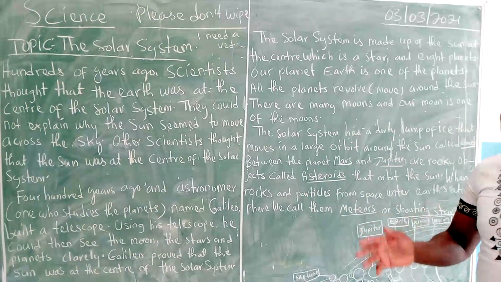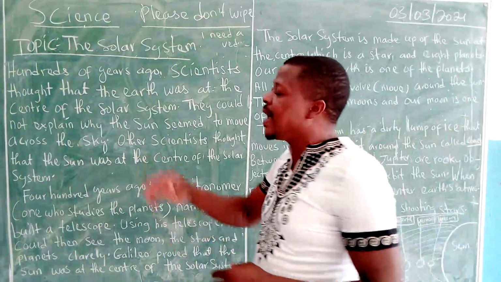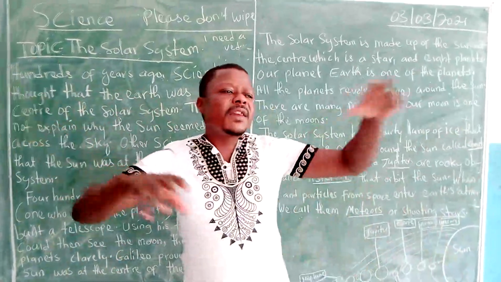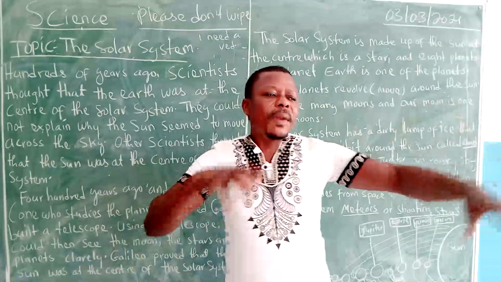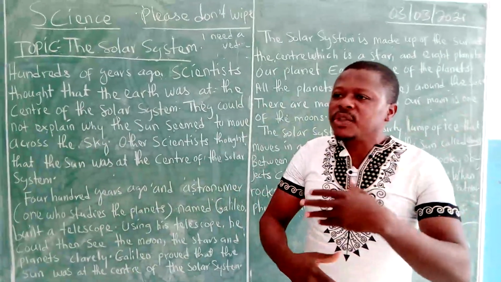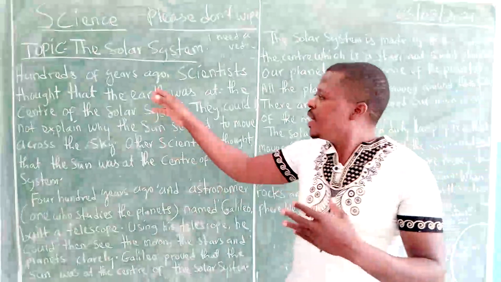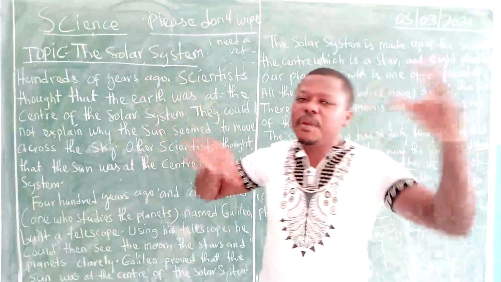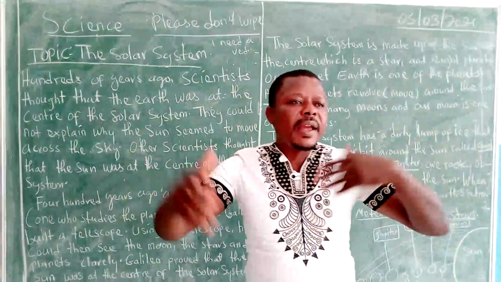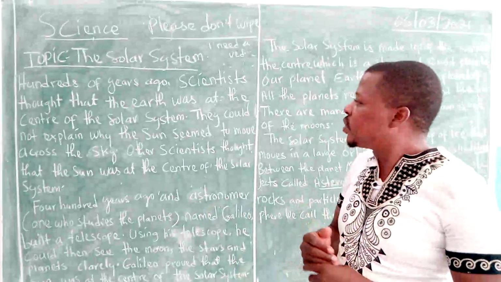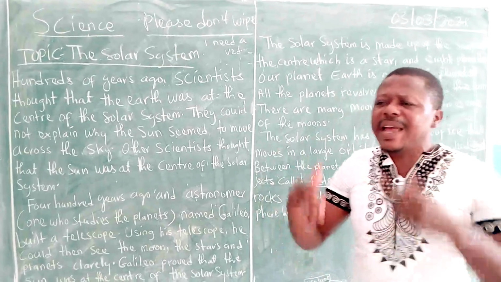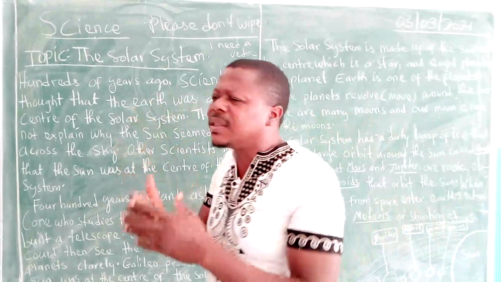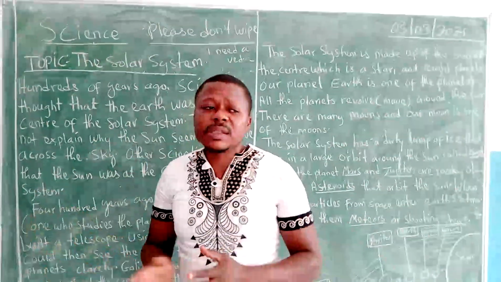Before we talk of the solar system, it is important for us to know that a system is made of different components, like the engine of a car. There are different parts that work together. So in the solar system, there are different bodies that function together. Before we start, let us look at what scientists thought of the solar system hundreds of years ago.